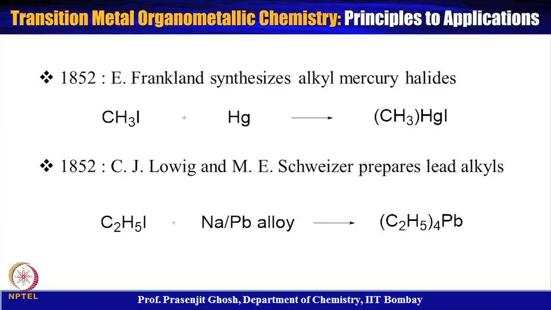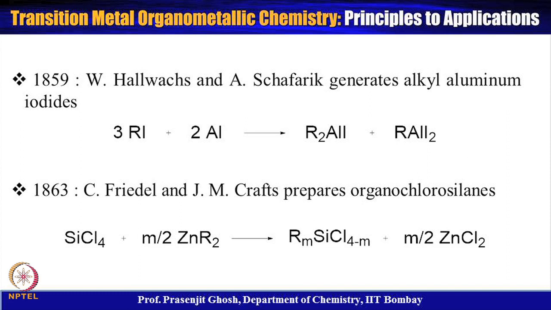In 1852, C. J. Lowig and E. Schweitzer prepared lead alkyls. Again, following a similar method of oxidative addition, whereby ethyl iodide was added to sodium lead alloy, giving tetraalkyl lead. In 1859, W. Wallach and A. Sarafik generated aluminum alkyl iodides, again following the same method of oxidative addition between alkyl halide and metallic aluminum, giving dialkyl aluminum iodide and alkyl aluminum diiodide.